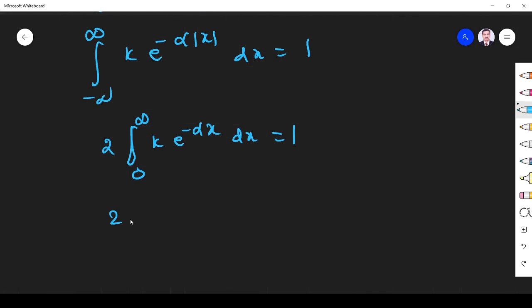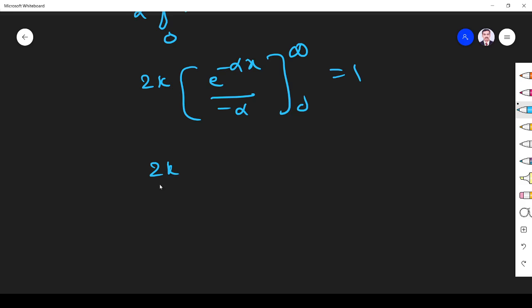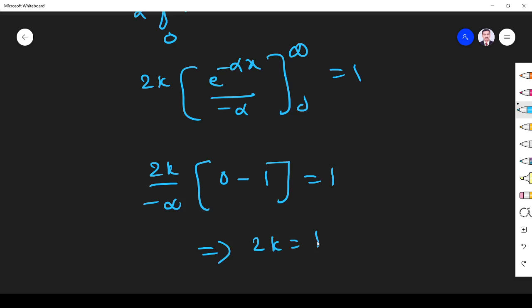So 2k I take outside, and integrate e power minus alpha x divided by minus alpha, from 0 to infinity, is equal to 1. Then it is equal to 2k by minus alpha, right? So here e power minus alpha into infinity, e power minus infinity is 0, then 0 minus e power 0, which is 1, is equal to 1. This is equal to 2k is equal to alpha. This implies k is equal to alpha by 2.